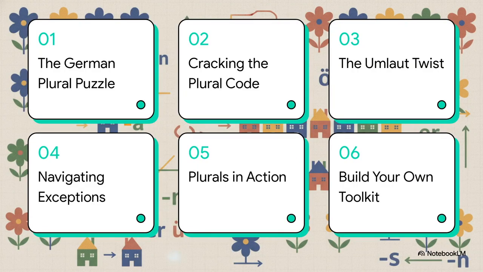So, here's our game plan. First, we'll size up the puzzle. Then we'll crack the code by looking at 5 key patterns. We'll even tackle that tricky umlaut twist, navigate some of the exceptions, and then put it all into action. By the end, you'll be building your very own toolkit.